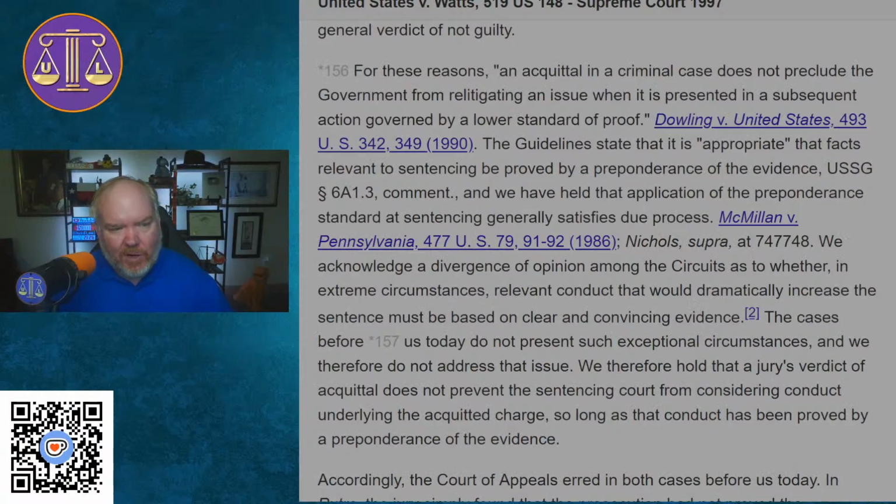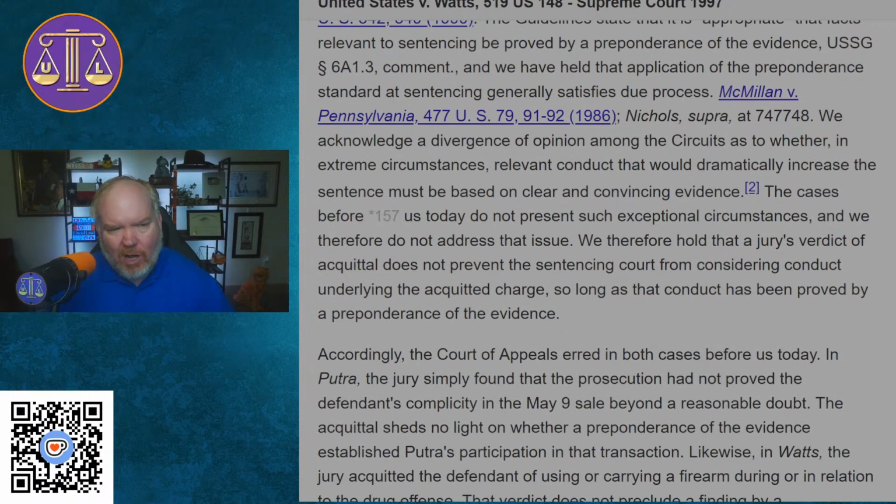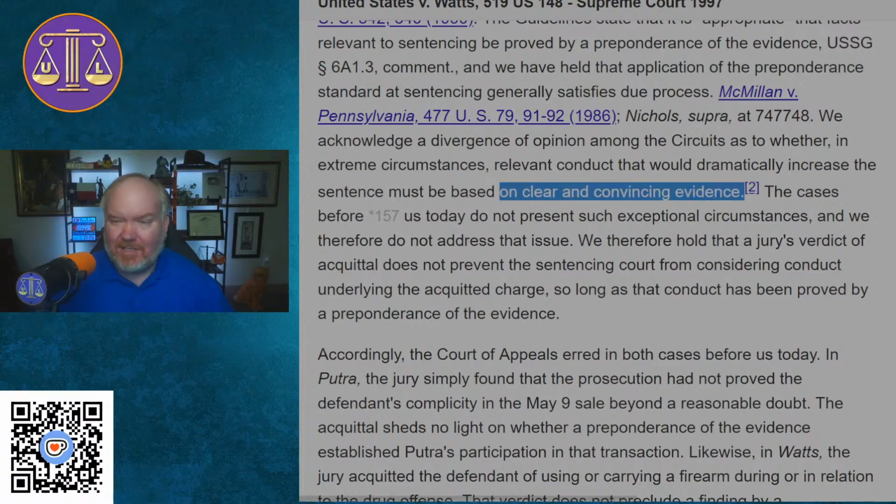We acknowledge the divergence of opinion among circuits as to whether, in extreme circumstances, relevant conduct that would dramatically increase the sentence must be based on clear and convincing evidence. Oh, okay. Well, maybe if it increases the range a lot, maybe we need clear and convincing evidence.